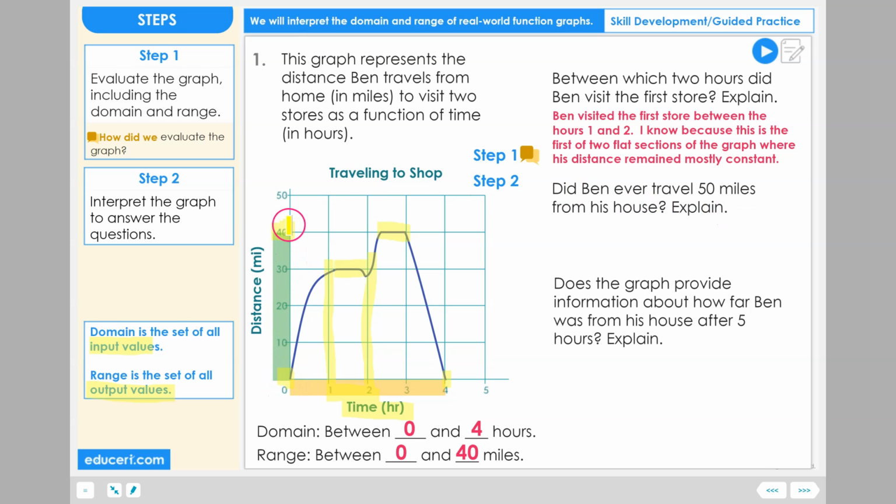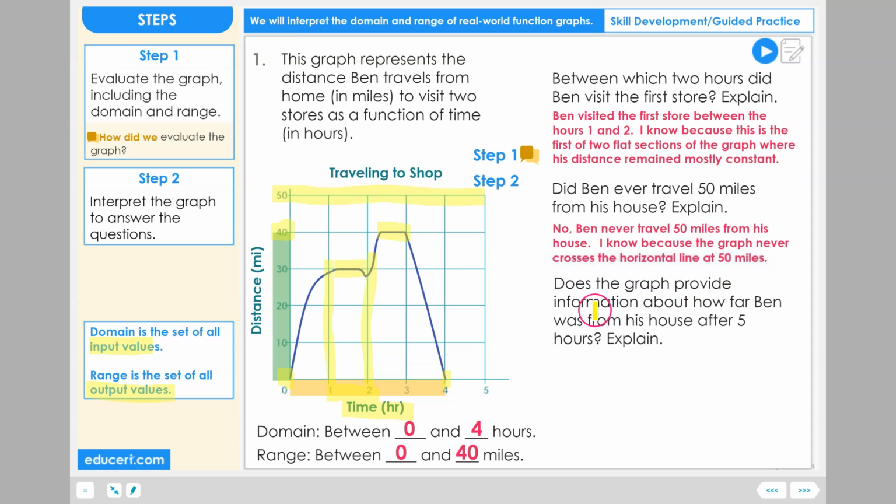Taking a look at 50 miles on the distance side, we see here that there is no graph information for 50 miles distance, which means that Ben never traveled that far away. No, Ben never traveled 50 miles from his house. I know because the graph never crosses the horizontal line at 50 miles.